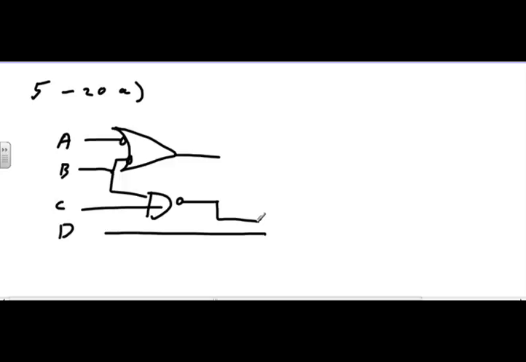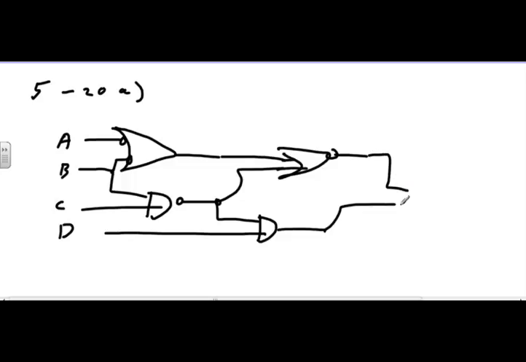D and that guy coming out. This guy coming up to there. A NOR coming out of there. Everybody coming into an OR.